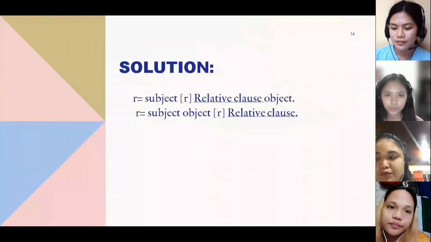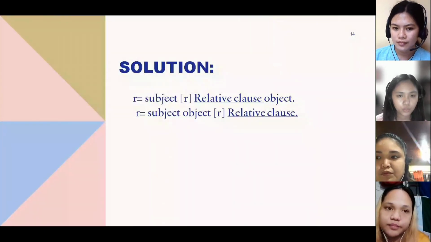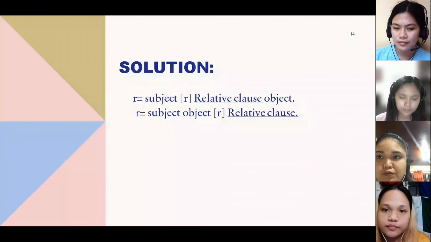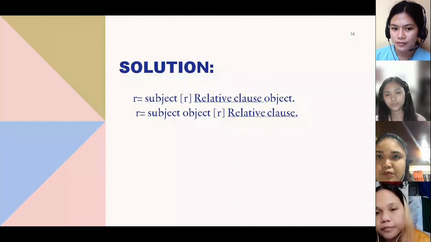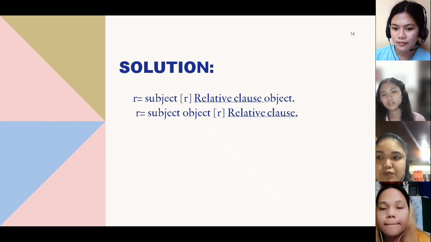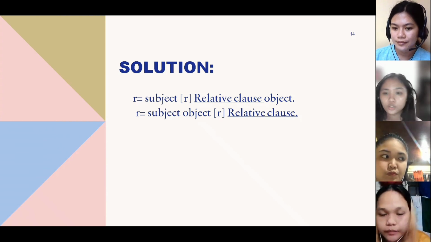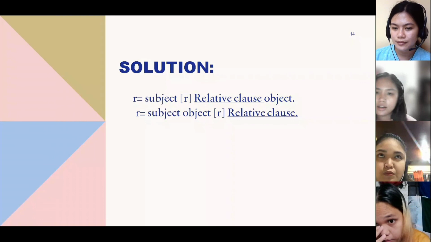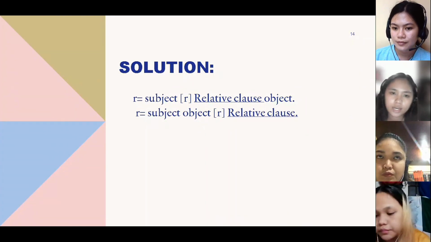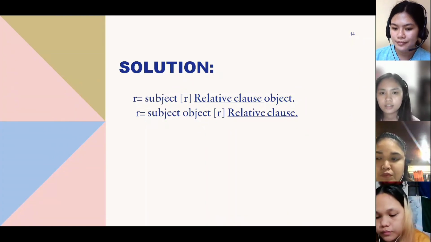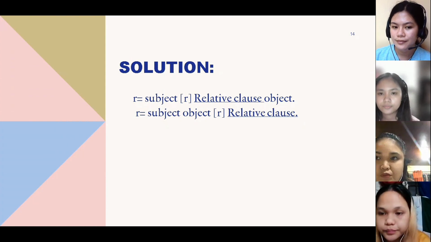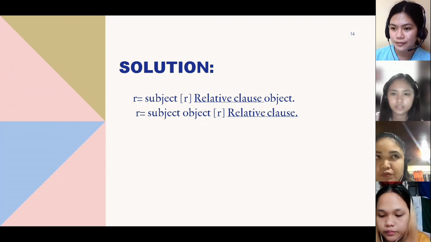So here we have the solution. So in the first one, we have the subject, the symbol for relative, which is enclosed in a bracket, the relative clause, which is underlined, indicating that it is a filler. These are words that are needed to complete the sentence, and then followed by the object. In the second one, we have the subject followed by the object, the symbol for relative enclosed in a bracket, and then the relative clause.